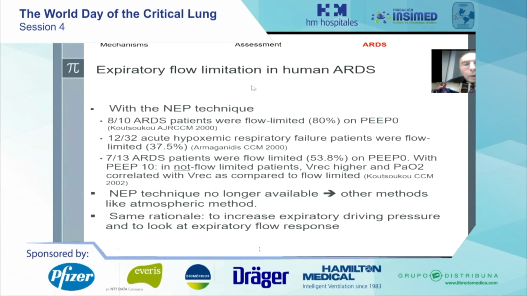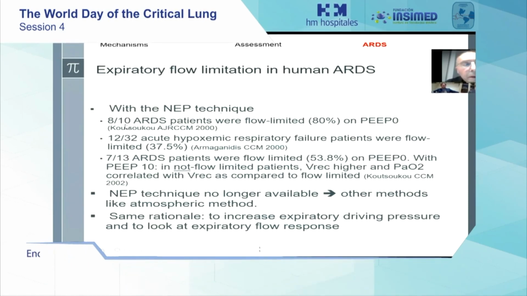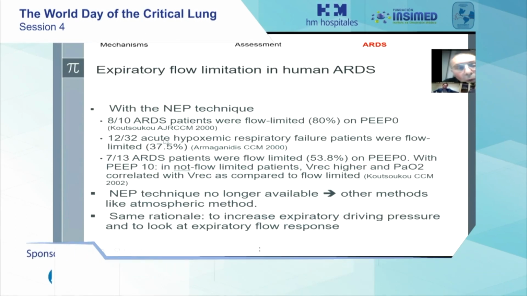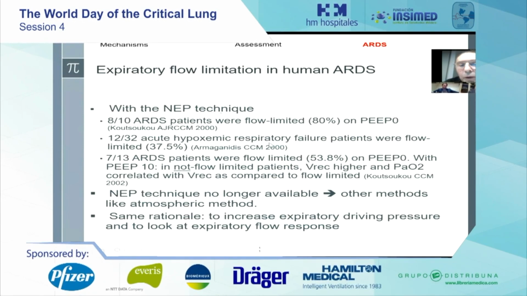Expiratory flow limitation was measured by using the NEP technique by Koutsoukou in the seminal study done many years ago, and they found that 8 patients in 10 were flow limited on ZEEP. At that time, we were allowed to ventilate ARDS patients on ZEEP, which is not the case now. And in a further study of the same group, but in all-comers patients with acute hypoxemic respiratory failure, almost 30% of the patients were flow limited according to the same technique.